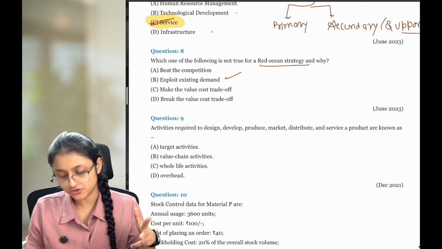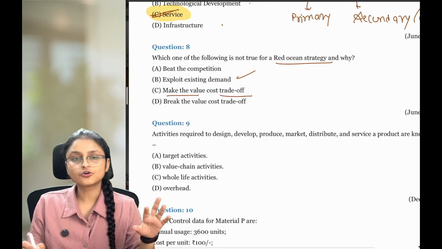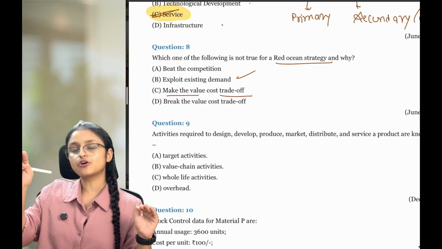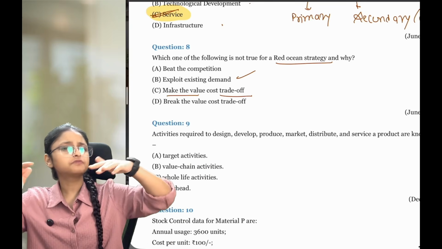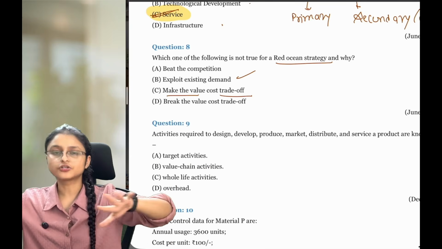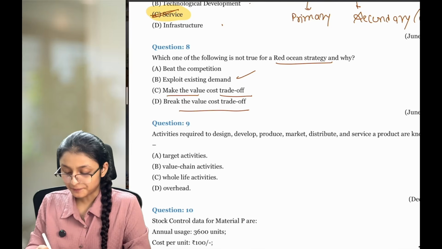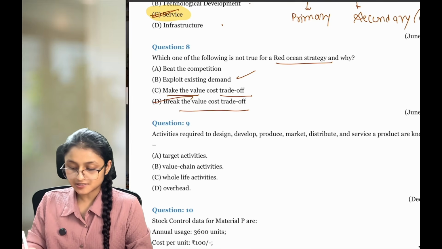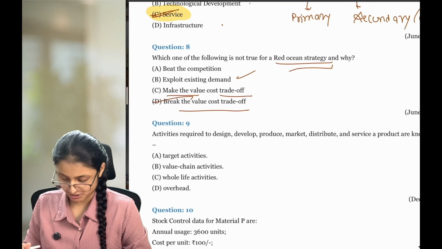Make the value cost trade-off or break the value cost trade-off. In red ocean, we make the value cost trade-off because I can't increase the cost if I'm increasing the value, also because there is a lot of competition. So we have to balance value and cost here in red ocean. But break the value cost trade-off, this doesn't happen in red ocean. This happens in blue ocean strategy when you don't have any competition.